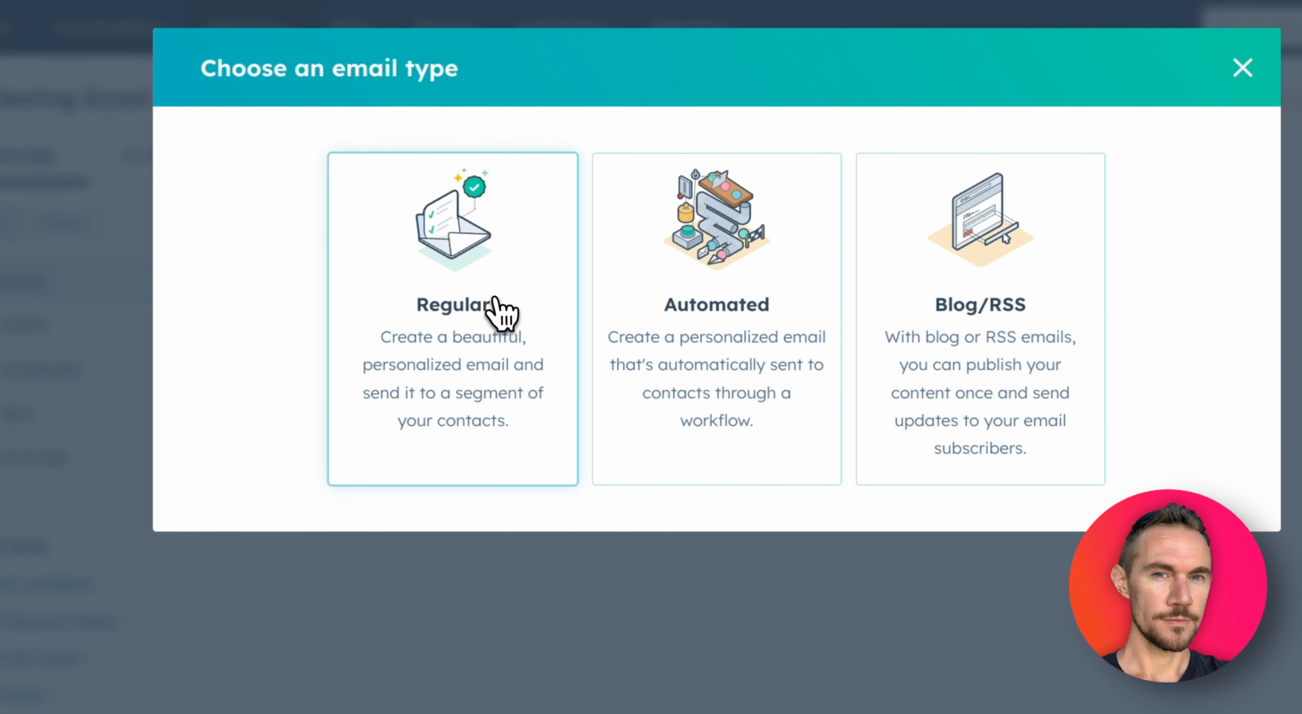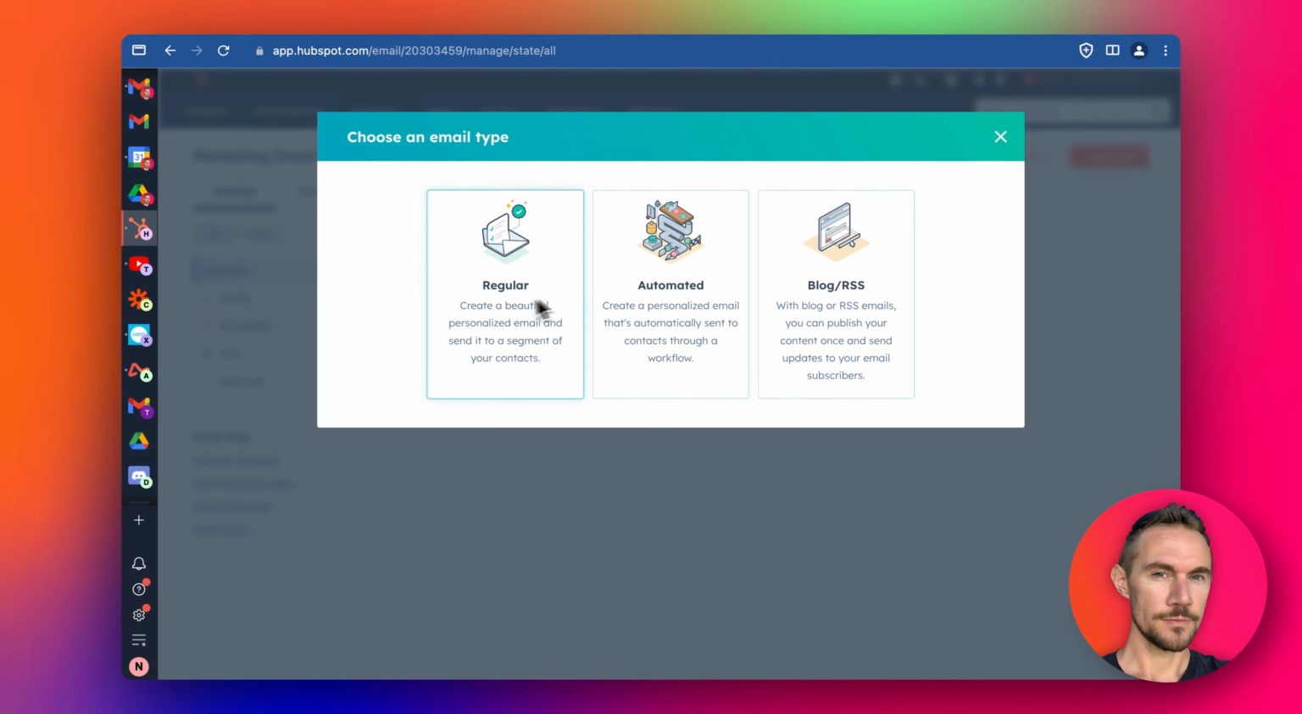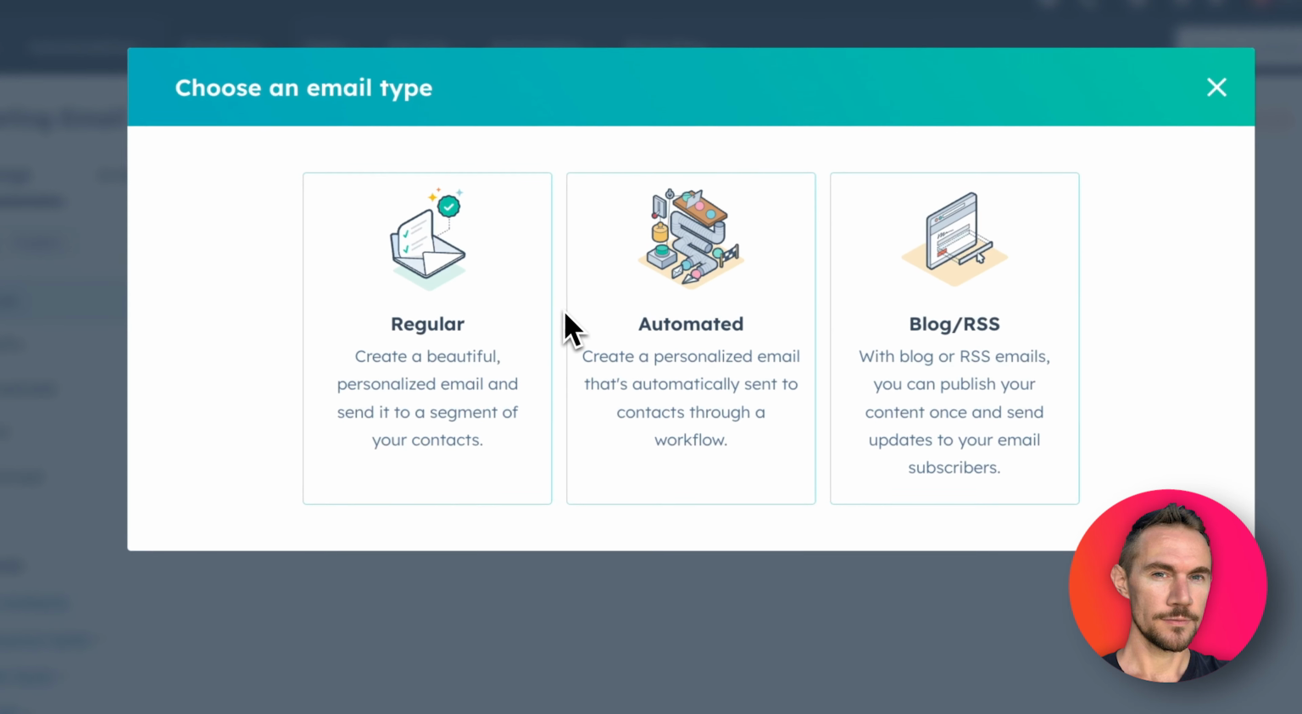So easy. We have a different choice here. We can choose regular email, which just means that we're going to send a one-off email out to an audience, to a list. We've got the automated emails, which are going to send based on a workflow triggering, and we're not going to use that for today. And then we've got blog RSS emails, which are just kind of like sending a summary of your blog posts, like an RSS feed as well, which we're not going to use today. So we're just going to start with the regular.